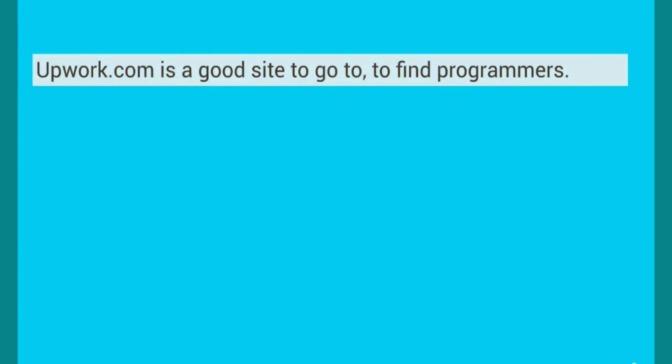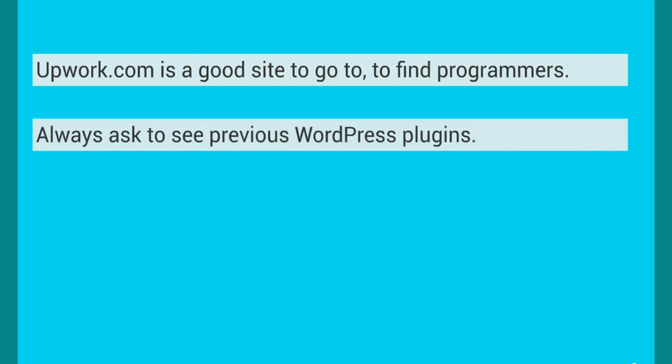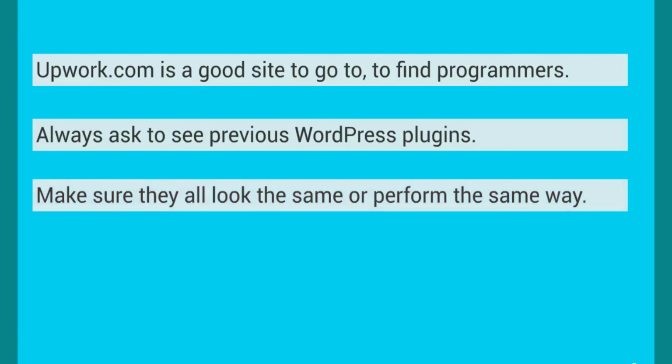Now, like I said, Upwork.com is a good site to go to and find programmers. And always ask to see previous WordPress plugins. Make sure that they have developed programs before and plugins before. And another little tip is to make sure that they all look the same or perform the same way. So what you're looking for are patterns.